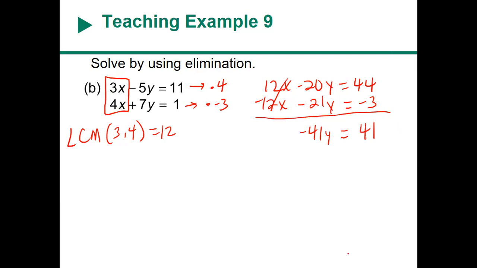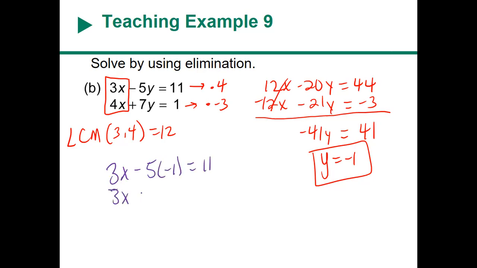What is y? Oh, you wonder. Good wonder. So we now have our y. Now you have your y. And you're going to plug that back into one of the originals. Doesn't matter which original you plug it back into. So we have 3x minus 5 times negative 1 equals 11. So we have 3x plus 5 equals 11.